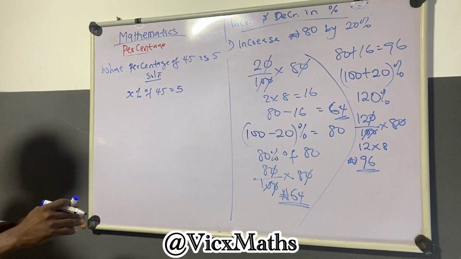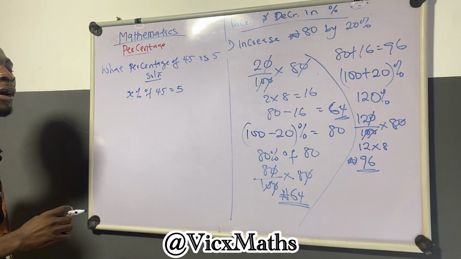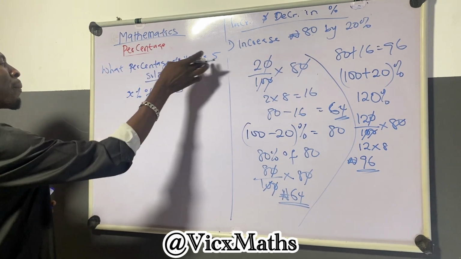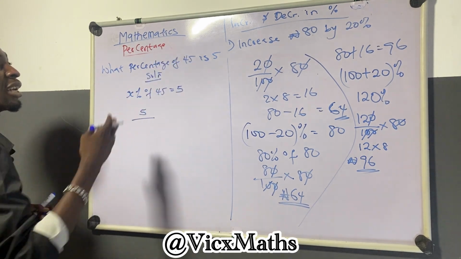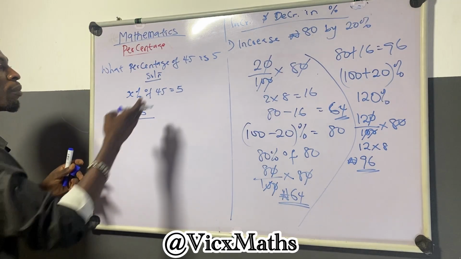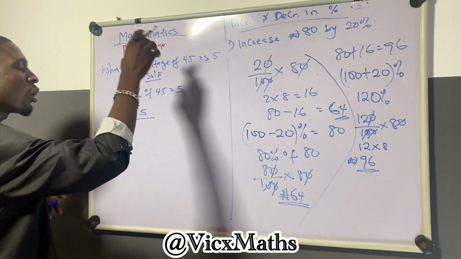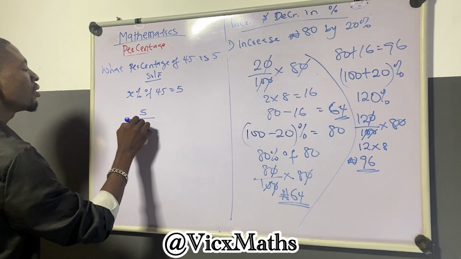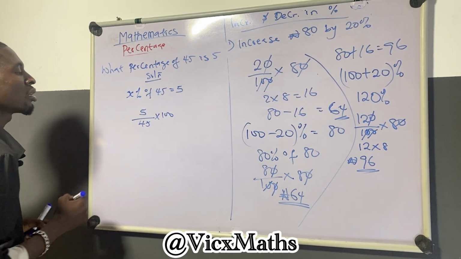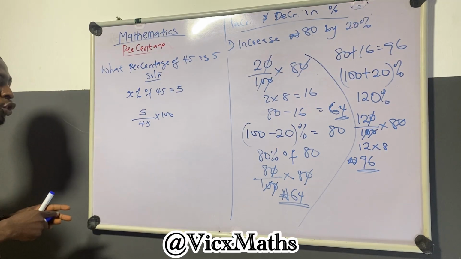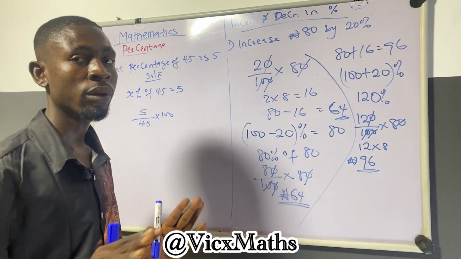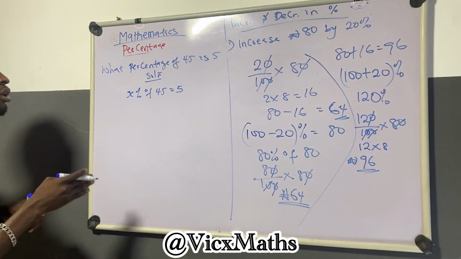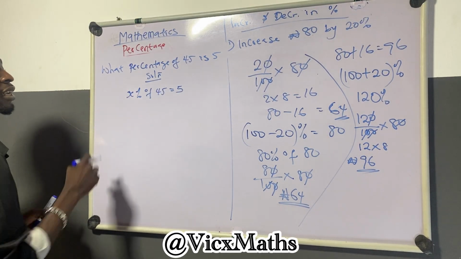But if you want to go the quick way, you don't want to spend time on solving it, just take this 5 out of this as a part of 45. Which part of 45? I know that's a fraction. A part of something is a fraction. So which part of 45 is 5? If a part of 45, which is 5, is what percentage? You now do 5 over 45 times 100. You understand? So whenever you're expressing a number as a percentage, you multiply it by 100. That's the quick way. But let's not go there. Let's solve this.